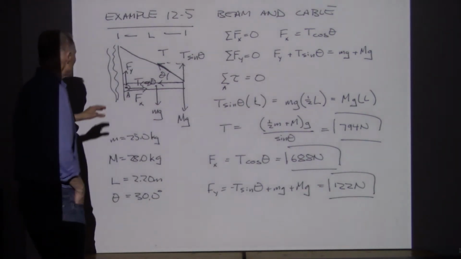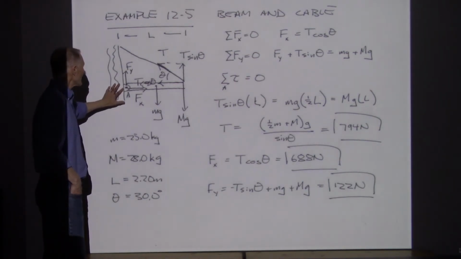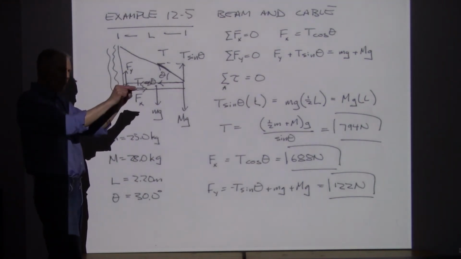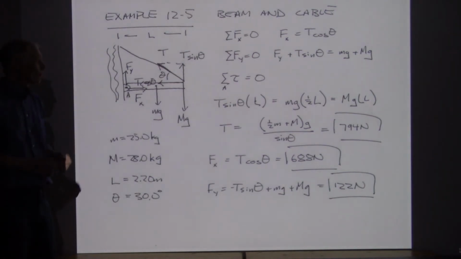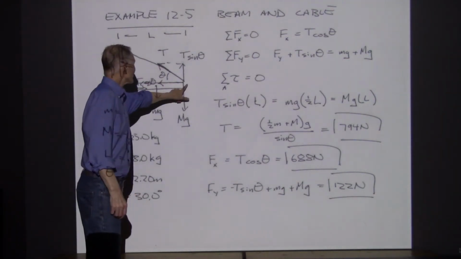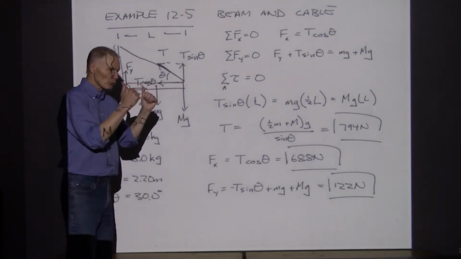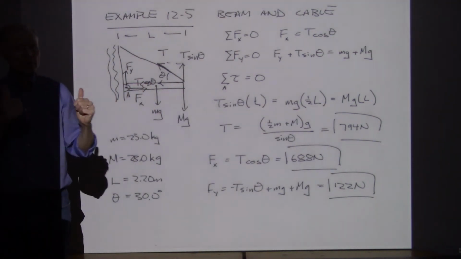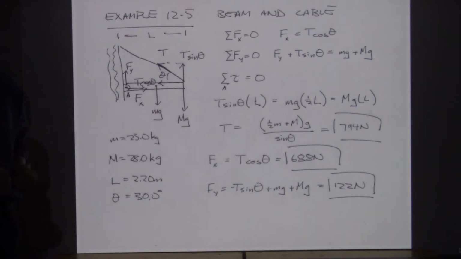So the building had better be sturdy, right? The building's got to be sturdy enough to hold the beam out, push it out with a force of 688 newtons, because that's what the cable is pushing the beam inwards with. The cable is pulling the beam in with 688 newtons.